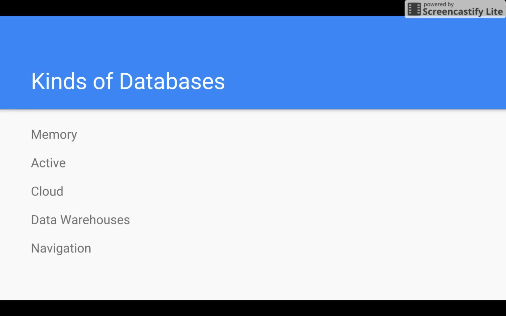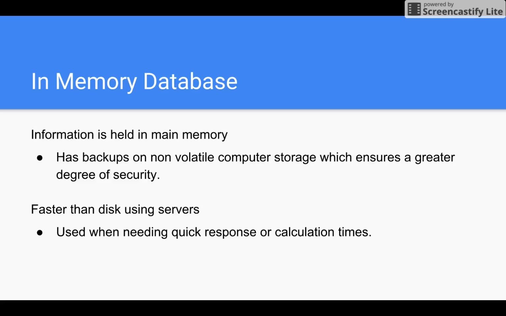There are also numerous kinds of databases that I'll go over. There's in-memory databases, active databases, cloud databases, data warehouses, and navigational databases. So to start off, in-memory databases, information is held in the main memory.